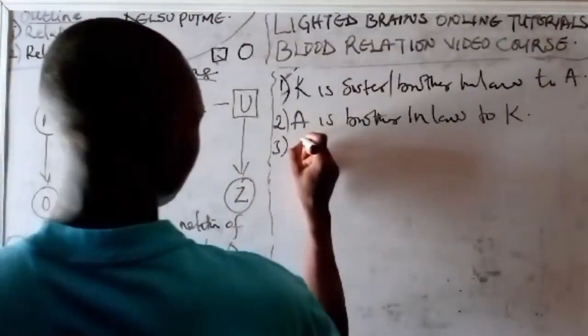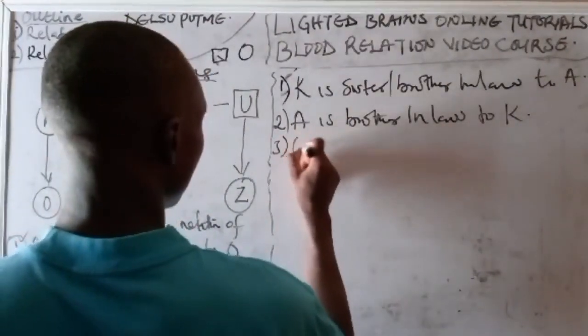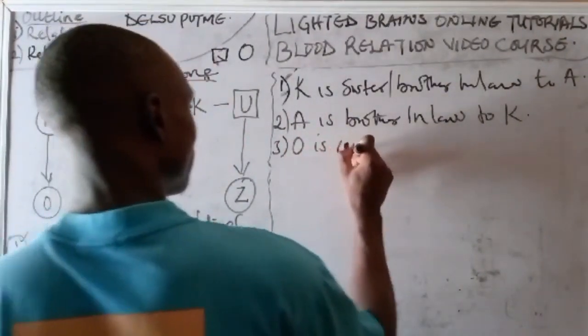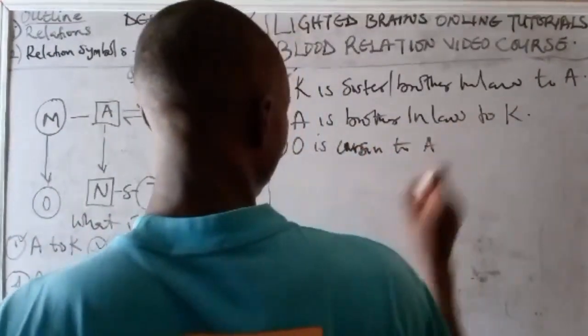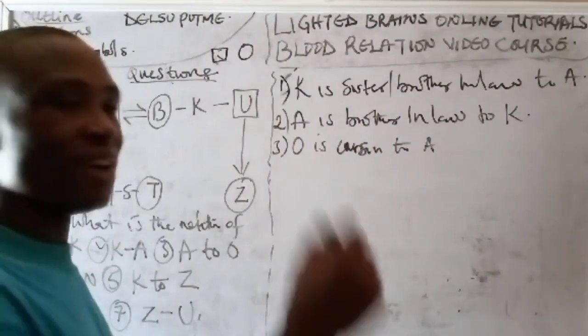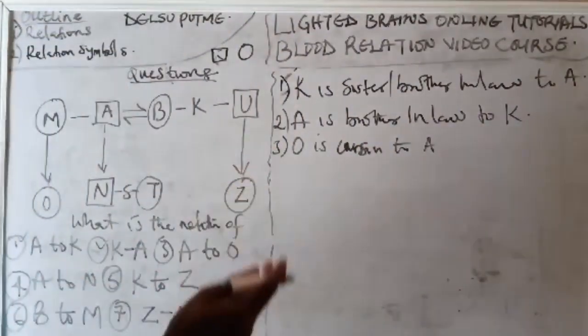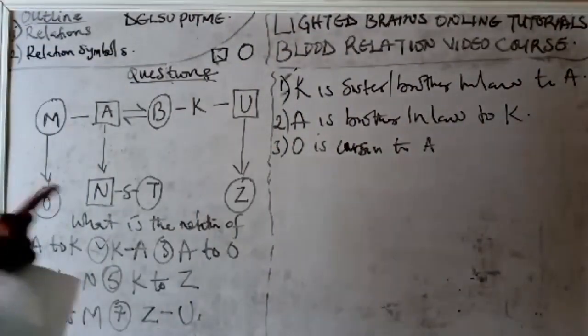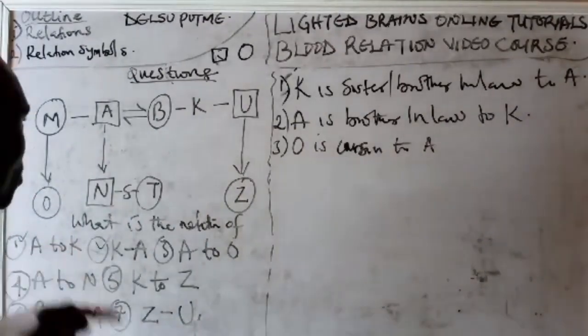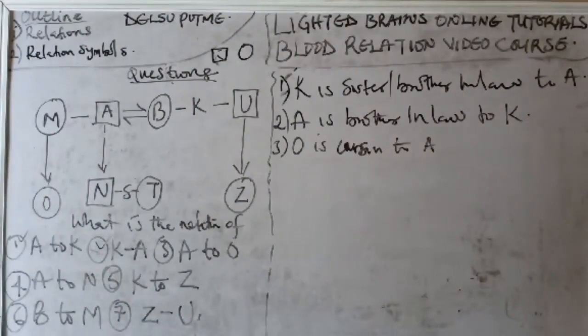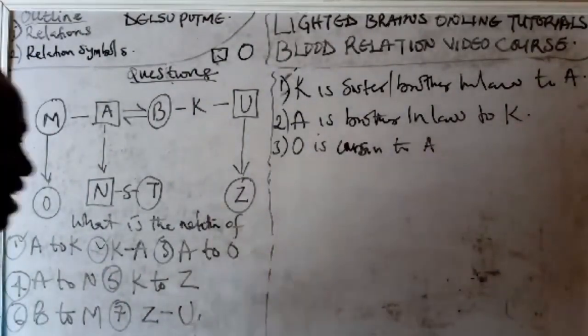So O is cousin to A. Do you understand now? So when you reverse it, that is in the reverse order, A is uncle to O. Do you understand now? While O is cousin to A. So that is that. It's very simple, guys.